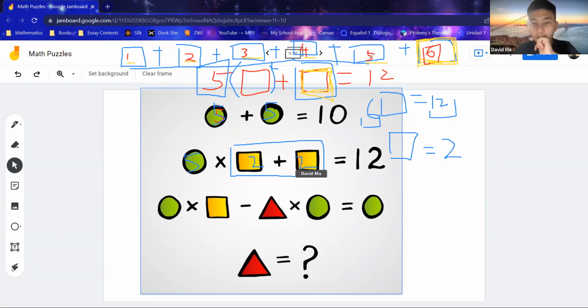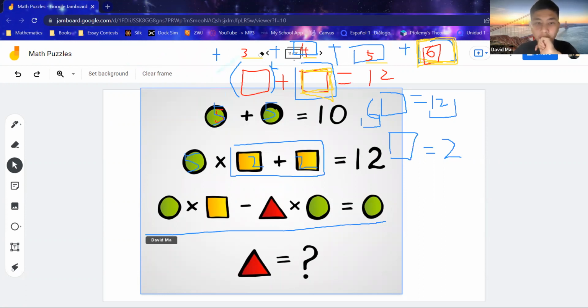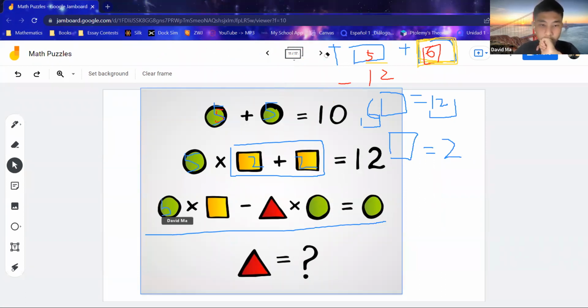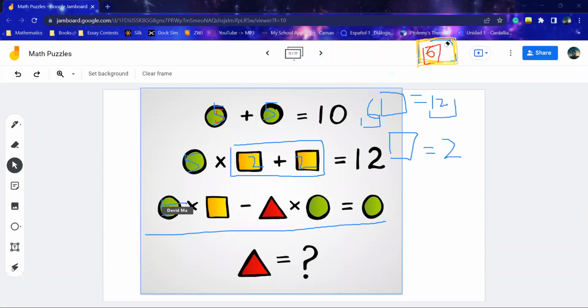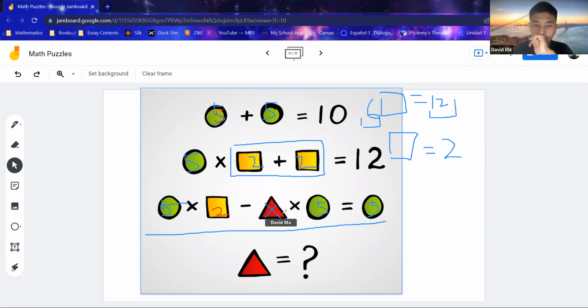Now we move on to the next step. How should we solve this? 5 times 2 is 10. And then 10 minus... Let's call the triangle X, shall we?